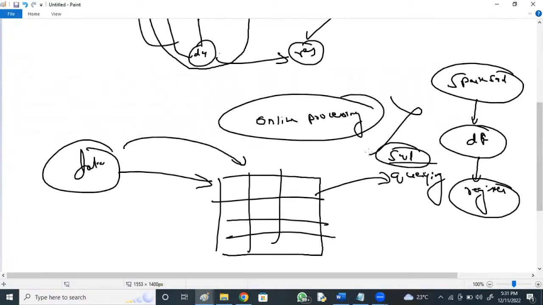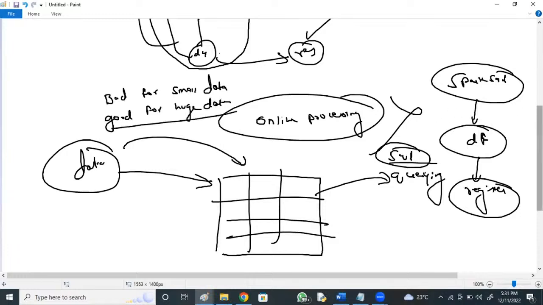Interactive queries are different, and online processing is different. Whenever it's a single transaction, or two or three transactions, Hadoop or Spark is bad for small data. They are good for huge data, huge data objects.